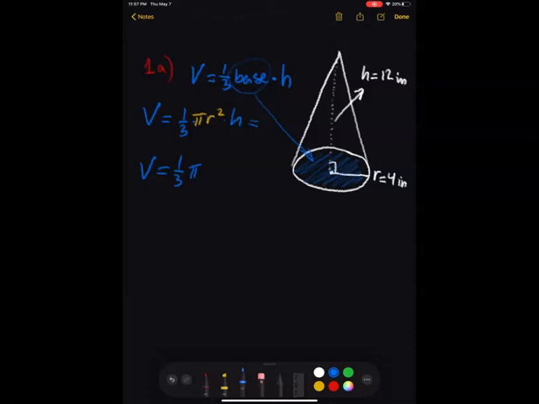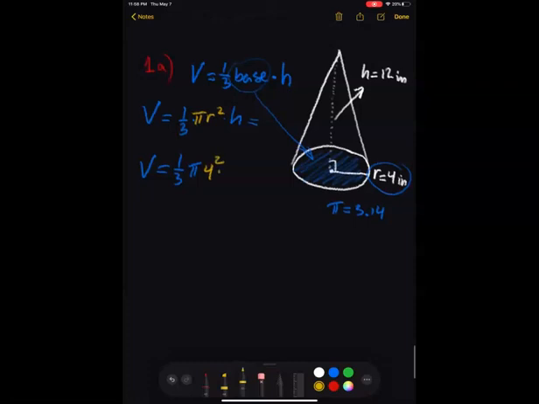We'll substitute 3.14 for pi in a minute, but for now we're just going to put pi. We know that r is 4, so we're going to do 4 squared times our height, which is 12 inches. Now we can solve for that. 4 squared is 16, so 1/3 pi times 16 times 12.